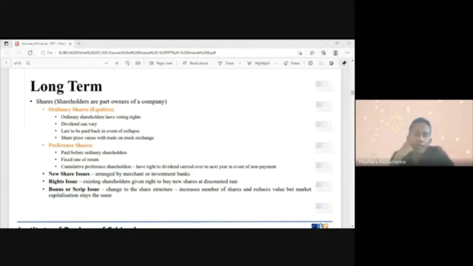But we'll discuss some long-term options where an entrepreneur or a business can access finance. Ordinary shares, preference shares, new shares, right shares, bonus shares. There are several options. Let's say we'll discuss one or two here. Let's say you are going to get outside shareholder financing. You can issue new shares, ordinary shares with voting rights. Dividends can be paid. And then you get some people on board by investing in those shares.